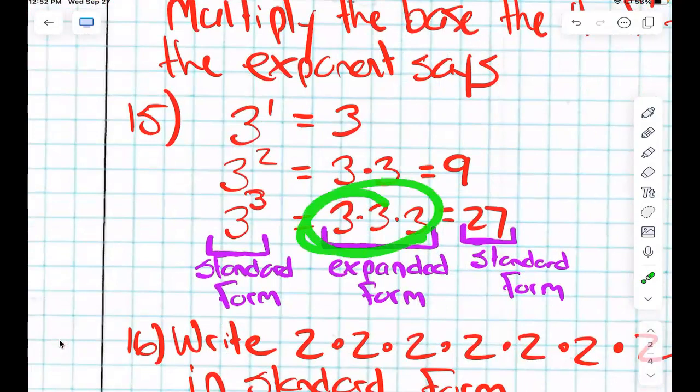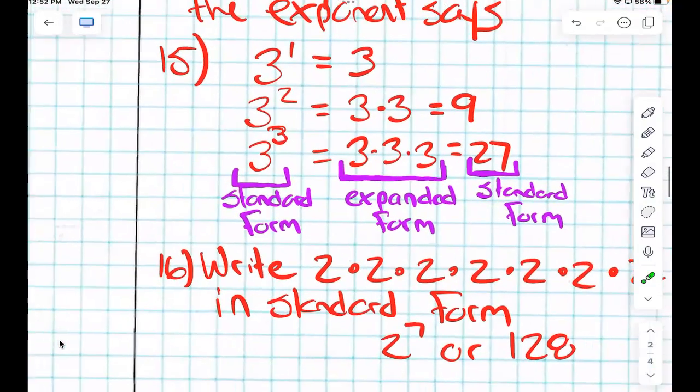This big, long, expanded form is called what? Expanded form. The little tight form is called the standard form.